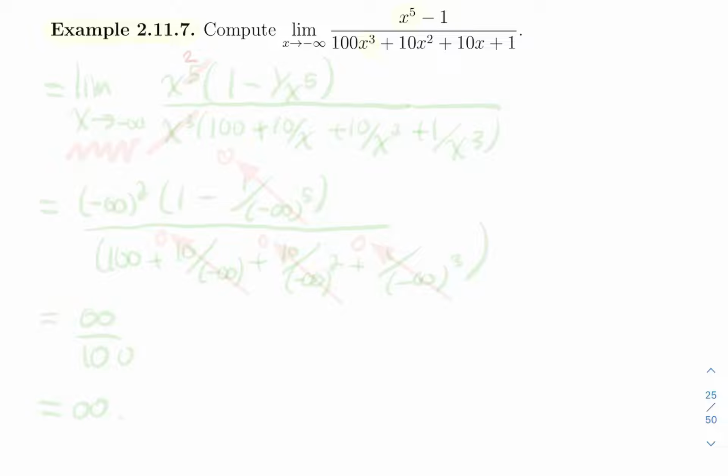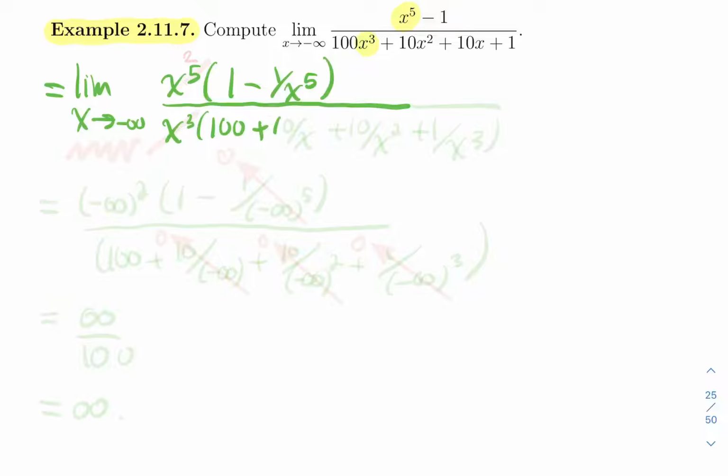So next example. All right, so the highest power at the numerator is x to the 5. The highest power at the denominator is x cubed. So that's factor. So you get the limit as x goes to minus infinity. The highest power at the numerator is x to the 5, so you're going to leave behind 1 minus 1 over x to the 5. At the denominator, you're going to get x cubed out. You're leaving behind 100 plus 10 over x plus 10 over x squared plus 1 over x cubed.